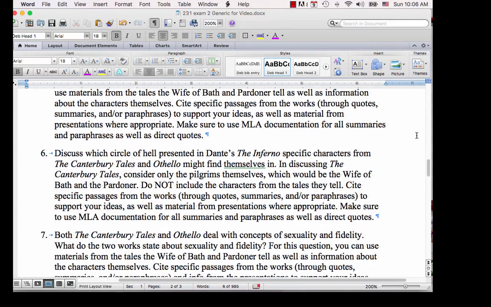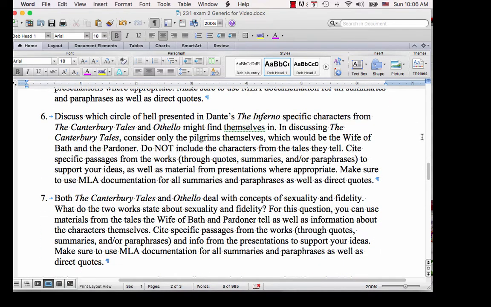Question 6 is a little different because we didn't actually have a discussion board for this. What I want you to do is pick a character from either the Canterbury Tales or Othello. And in this case, you can pick characters from the tales too. You don't have to work with just the wife of Bath or just the partner. Because the 3 revelers would be in a circle of hell, and you might want to put the knight in a circle of hell because he does rape someone after all. So that's fine. That would work for this.